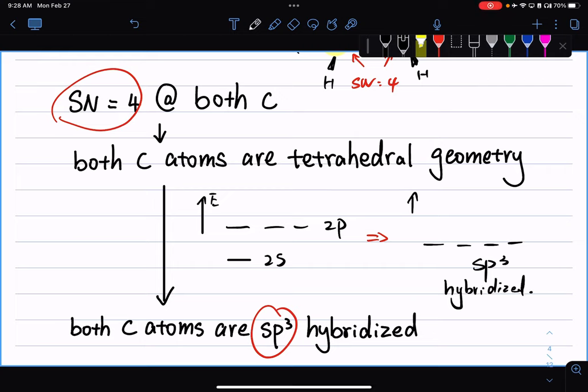Hybridized atomic orbitals. What does this sp3 mean? This means each sp3 hybridized atomic orbital comes from 1 s atomic orbital and 3 p atomic orbitals. So in total, we have 4 sp3 hybridized atomic orbitals. And then it becomes straightforward to sketch your chemical bonds, because we know each carbon has 4 sp3 hybridized atomic orbitals, making 4 single bonds.